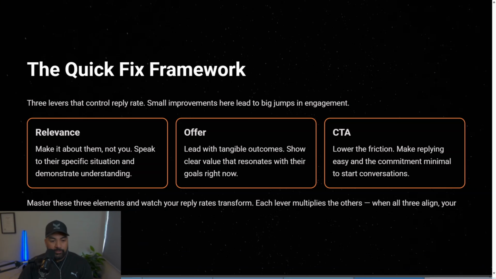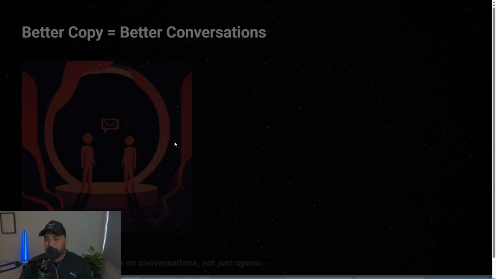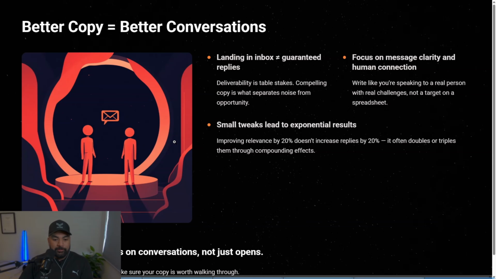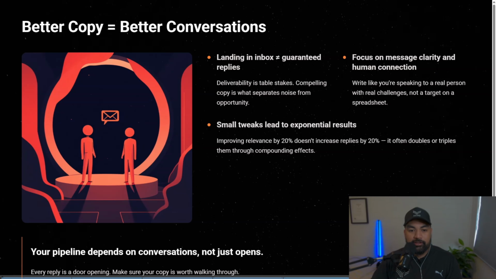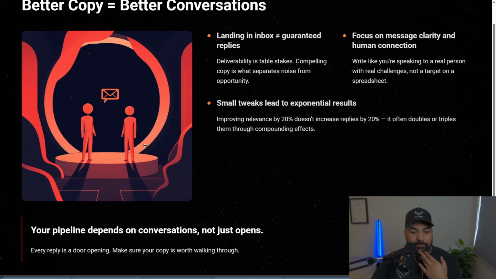So I would suggest definitely working on these three things. And then just as a final note, just realize that better copy equals better conversations. Landing in the inbox doesn't necessarily guarantee high replies. It's your copy that actually gets them over the line to become interested in what you have. So focus on message clarity and human connection, and just write like you're speaking to a real person that's addressing a real problem that they have. And I would say relevance is probably the biggest lever. If you improve the relevance by 20%, it doesn't increase replies by 20%. It often doubles or triples, and that's some of the results that I've seen myself.